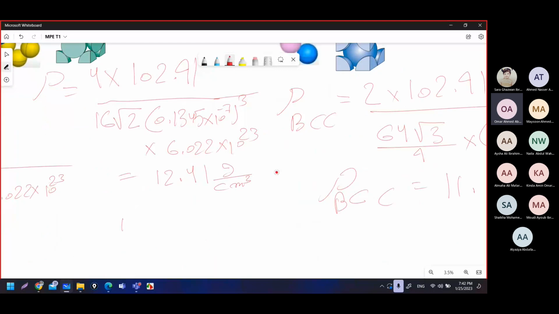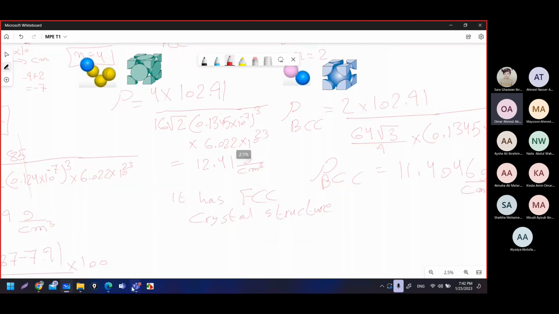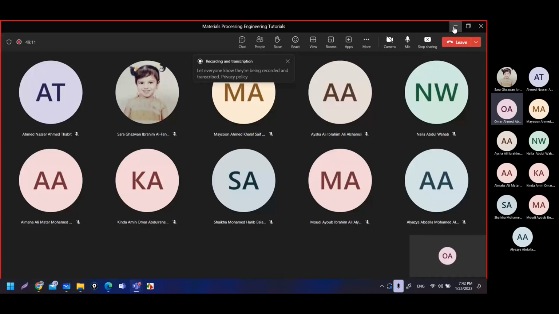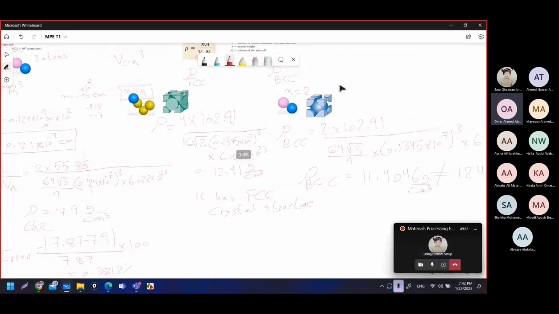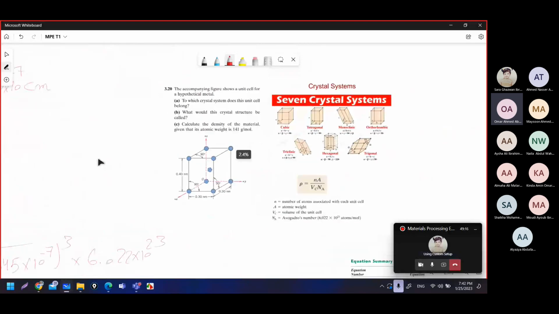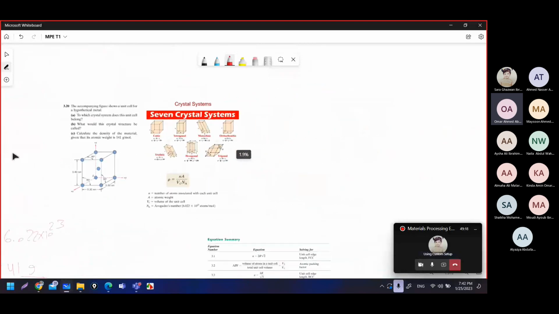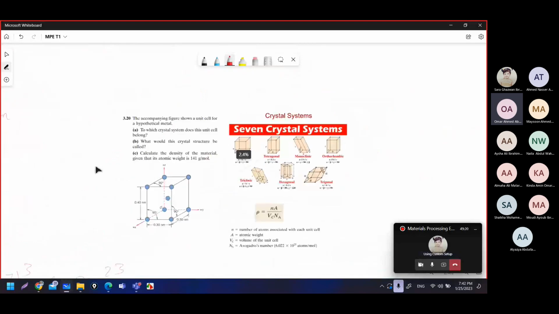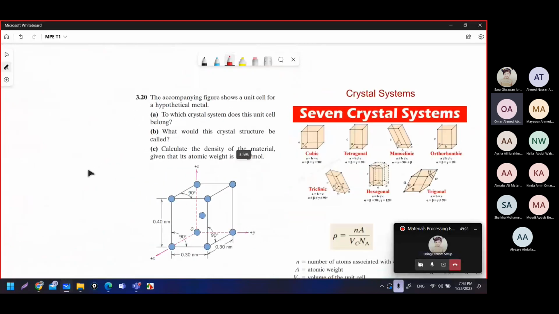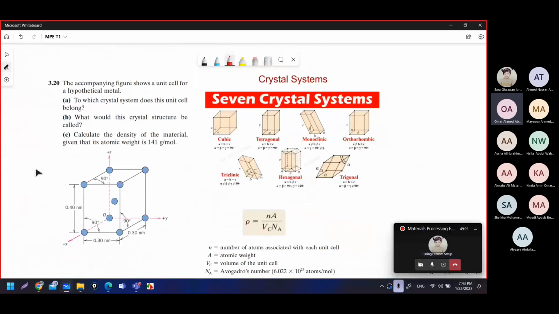Okay, it has FCC crystal structure. If you have any questions, you can ask. We still have only one question remaining. If there are no questions, we'll continue, inshallah.